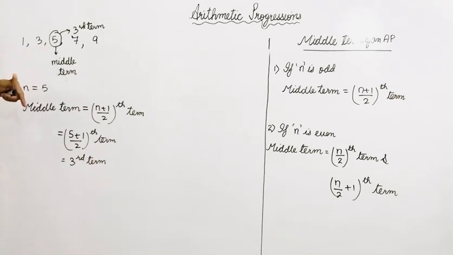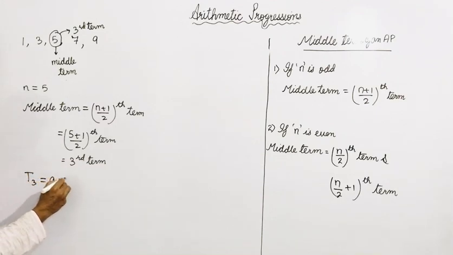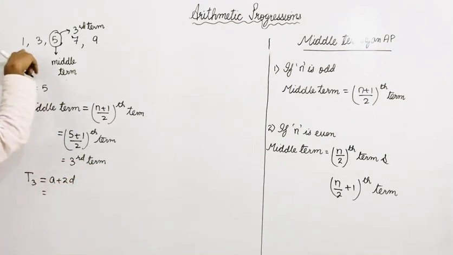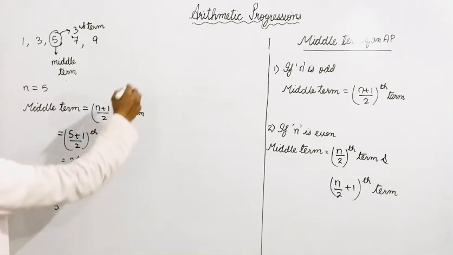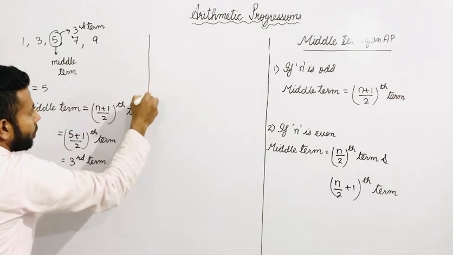How do you calculate that middle term? T3 equals A plus 2D. What is A? 1. What is D? 3 minus 1, that is 2. 2 into 2 is 4, plus 1 is 5. But this is for an odd number of terms.